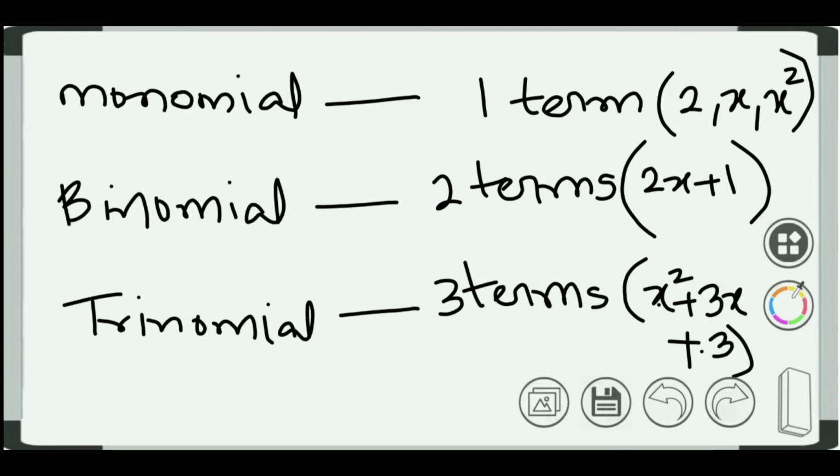Don't get confused with number of terms and degree of a polynomial. Linear polynomial, quadratic polynomial, cubic polynomial is based on the degree. Monomial, binomial, trinomial is based on the number of terms.